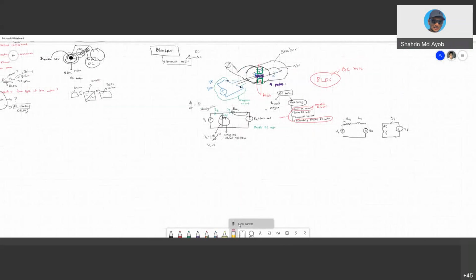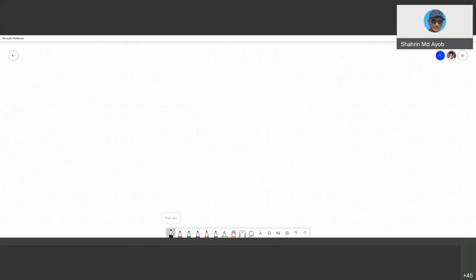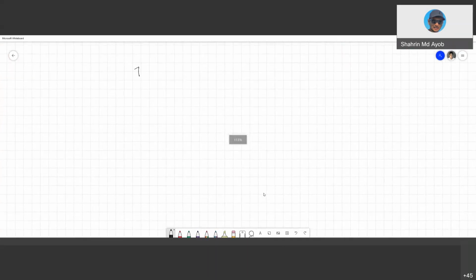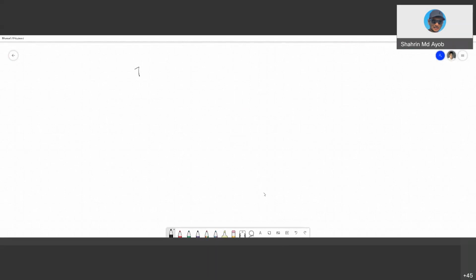We move to the equation. So we have the field winding. At this point, I just use RF, and then my VT here, and then we have RA and EA. This one is IA, this one is IF, and this one is your IT, or I source, it depends.